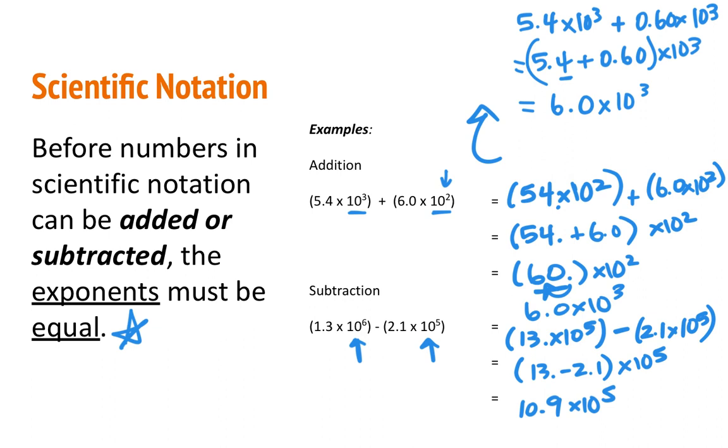And just like in our first example, our significand is not between 1 and 10. So we need to move the decimal place again. So this would become 1.09 times 10 to the sixth. And if I'm really looking at significant figures, only one decimal place in these, or two significant figures, my final answer would be 1.1 times 10 to the sixth.